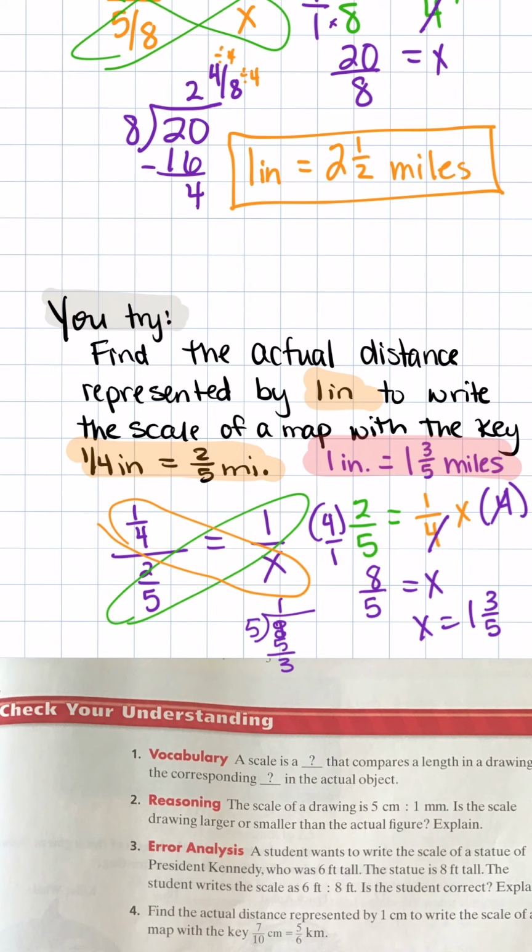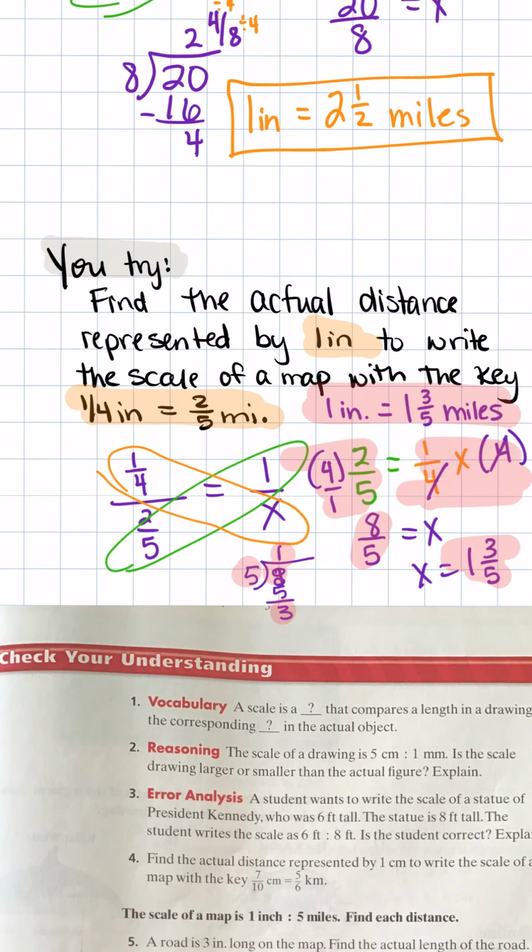Okay, so you should have come up with 1 inch equals 1 3/5 miles. And same thing, I kept them as fractions, just cross multiplied the 4 times the 1/4 to get rid of it and isolate the x on that side. Did the same thing over here, just put it over 1. It's the same value. Got 8 over 5, divided 5 into 8, got 1 3/5. And so that was my answer.